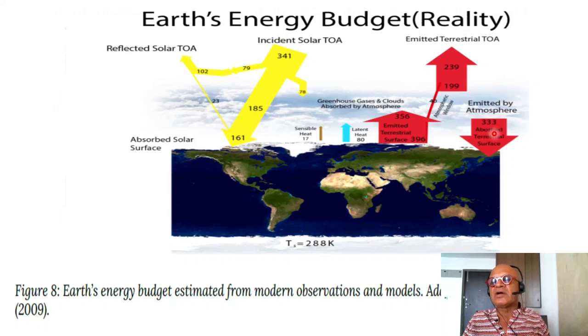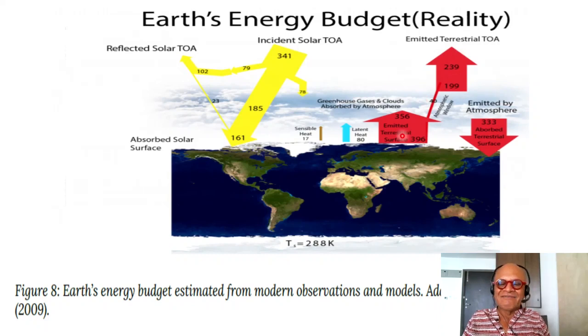So emitted by the atmosphere, that is absorbed terrestrial surface radiation going down, and the emitted terrestrial surface radiation is going to be 356. So 40 is the atmospheric window, that's the difference between 396 and 346. Here you have the difference of 239 to 199, which is also the atmospheric window.